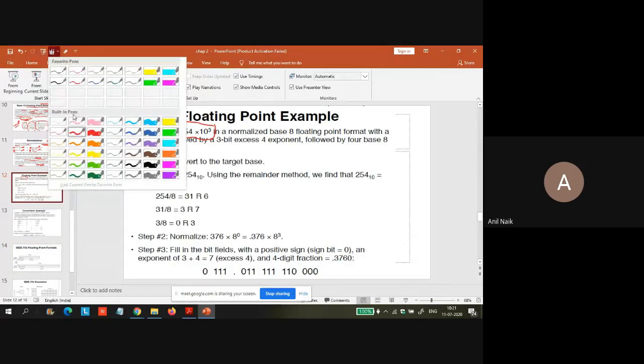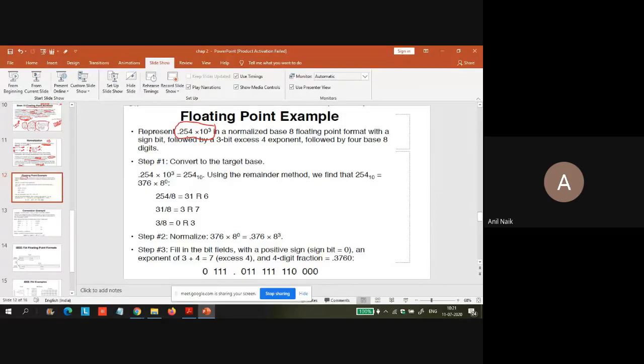So this is one example. Represent 0.254 times 10 raised to 3, which is in base 10, in a normalized base 8 floating point format with a sign bit followed by a 3-bit excess 4 exponent, followed by four base 8 digits. I will repeat one more time.